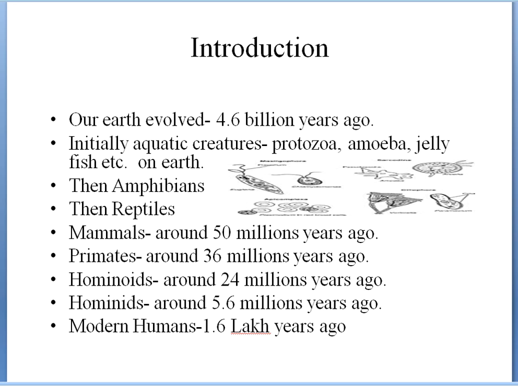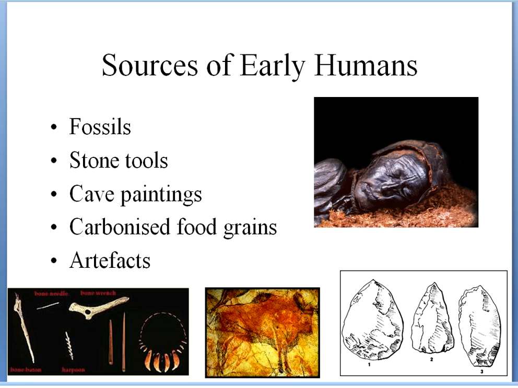So next, what are the sources of early humans? Actually, we are talking about early human existence. So there are many sources to know about these early humans. First thing is fossils. Fossils are the remains or impressions of a very old plant, animal, or human which have turned into stone. With the passage of time, these early evidences turned into stone, and these are the sources of knowing early humans and human society.